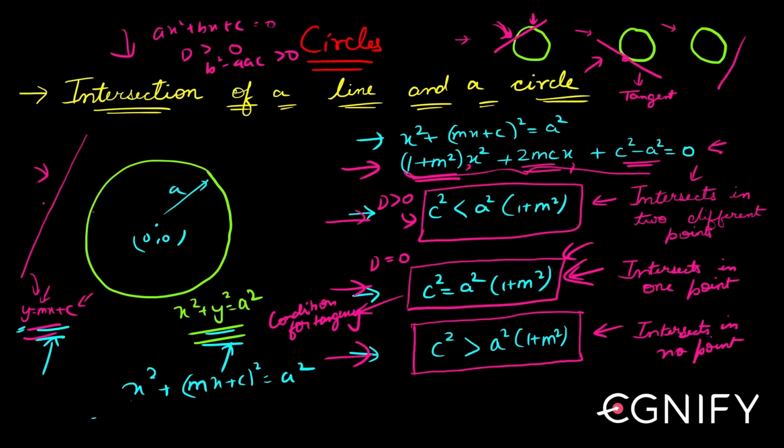Coming to the third case, if your discriminant is less than 0, that means there are no roots to this equation. No roots means it doesn't intersect at all. The line and the circle are away. So when you put discriminant less than 0, this is the condition that you will get.